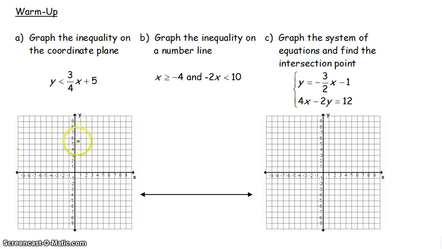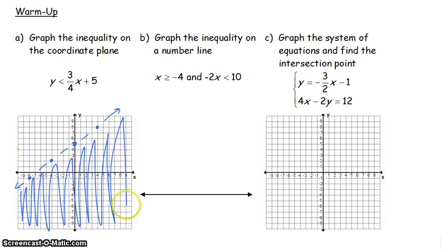So we start with our y-intercept up at 5. We have a slope of 3/4, so we're going to go up 3, right 4. We're going to build it in the other direction as well, so down 3, left 4, down 3, left 4, keeping that slope of a positive 3/4. Now we want y to be less than that line. So we know that it's going to be a dashed line.